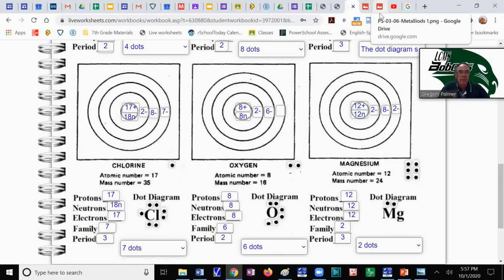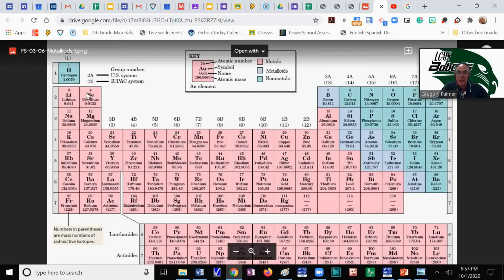Let's look. Magnesium is in family 2, period 3.